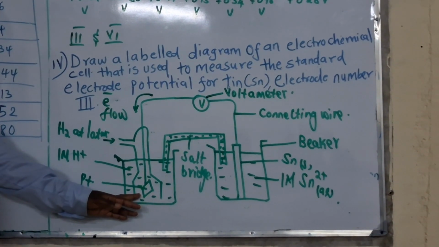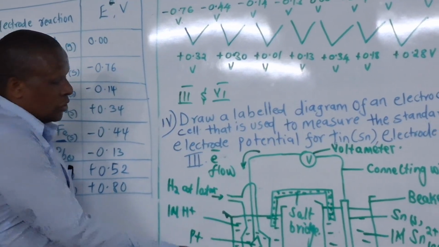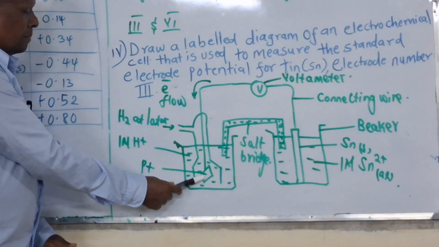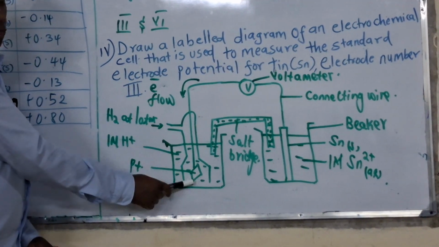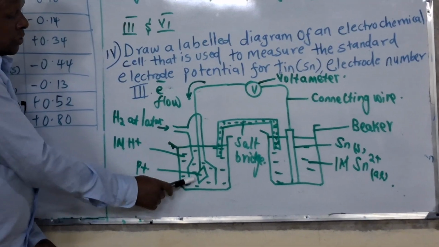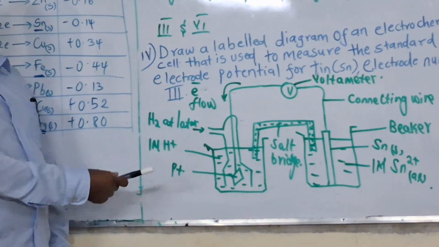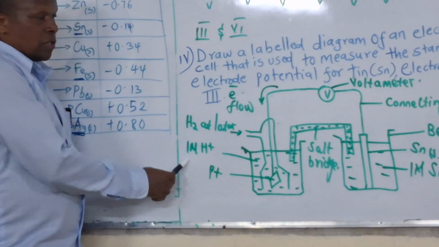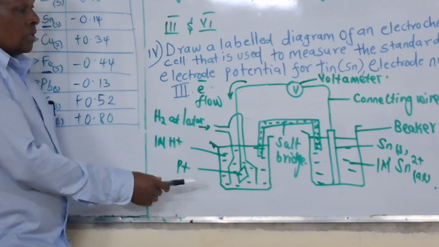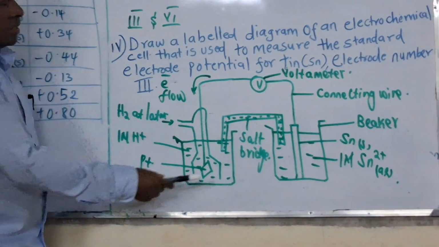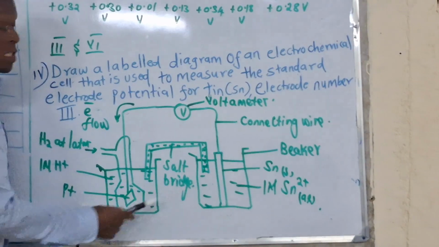to platinum. And because hydrogen is a gas, we use an inert electrode, which is platinum, and hydrogen is pumped at 1 atmosphere to the solution, which is containing the 1 molar hydrogen ions. So the solutions that are used are 1 molar solutions. So here we have 1 molar solution of hydrogen ions, which could be any acid. Here we have 1 molar solution of tin ions, and the electrode is tin.